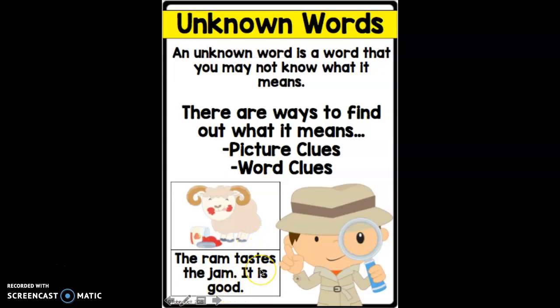So when I'm reading and I come across a word I don't know, I have to read all around the tricky word and I have to look at my picture clues to help me figure out what exactly that word means. So make sure you don't just read past a tricky word or an unknown word. Look around and be a detective and find those clues either in the pictures or in the words around that tricky word to help you figure out what that unknown word means.